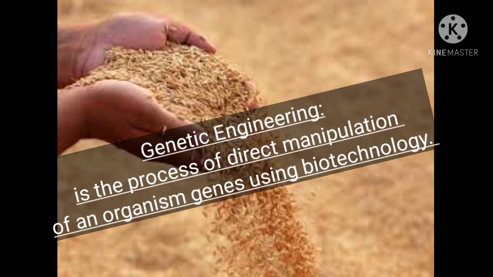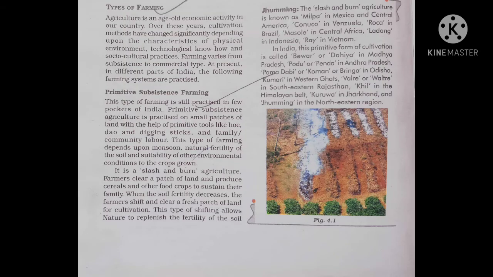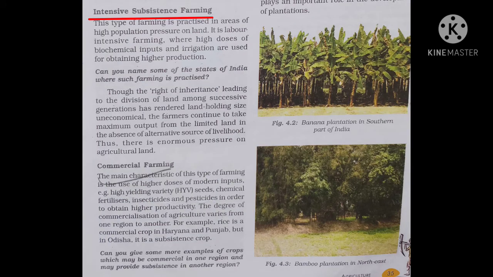These innovations are possible due to genetic engineering, and one needs to acquire the knowledge in order to make efficient use of this technology. So based on such diversity, such changes, such developments, there are three types of agriculture which we have to study. Number one is primitive subsistence farming, number two is intensive subsistence farming, and number three is commercial farming. So we will see one by one.